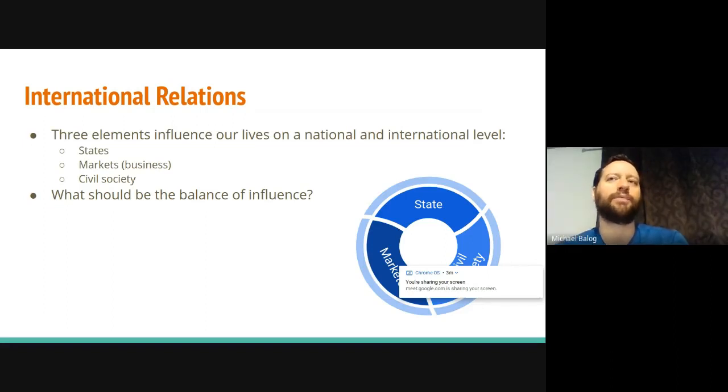So markets influence people around the world, and as the world has become more globalized and barriers to trade through things like tariffs have become lowered, these impacts are even greater than before. And then the last thing is civil society. And civil society could be things like you on social media.